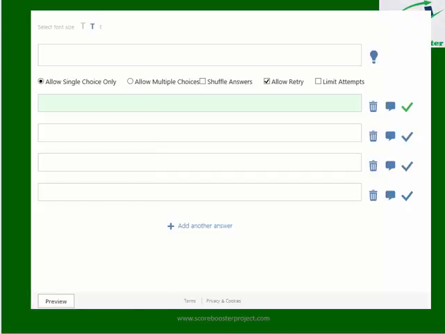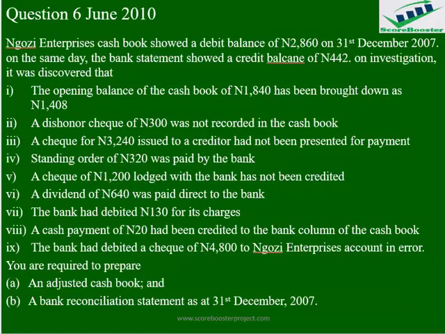If you are through with this, the OBJ questions, that is multiple choice questions, MCQ, then I will take you to the June 2010 WAEC exam, for the WAEC students, when the examiner wants us to prepare a bank statement. This time around we are given in words, not in the form of a table. Ngos Enterprise cash book, so a debit balance. Your cash book, please, and also a credit balance.